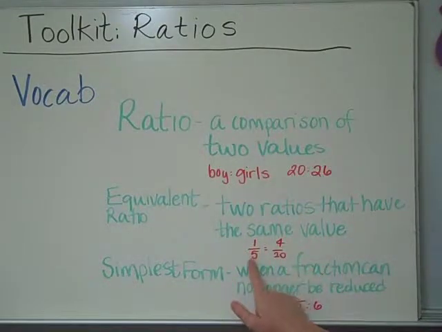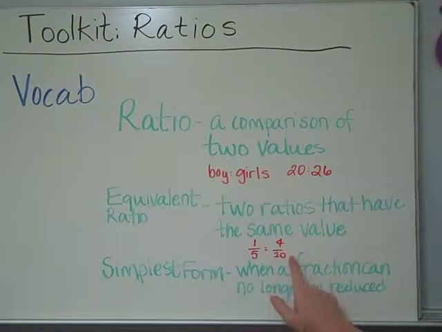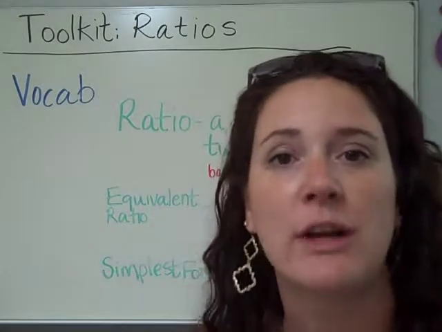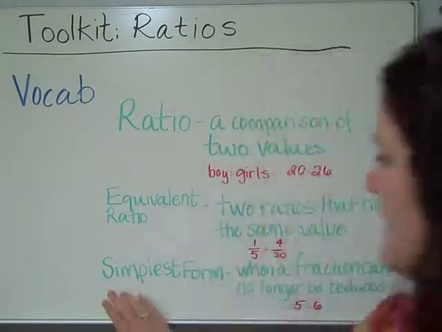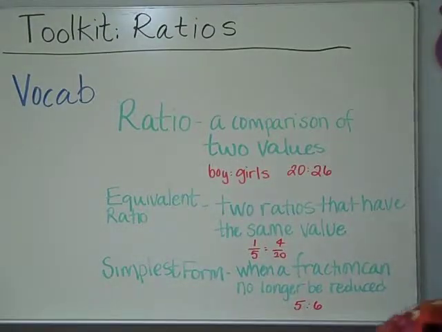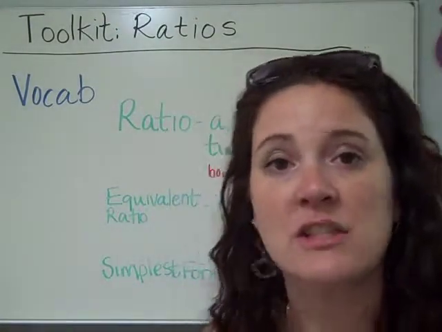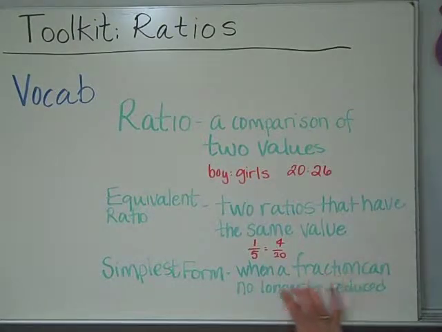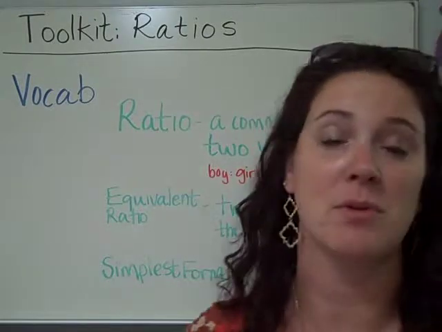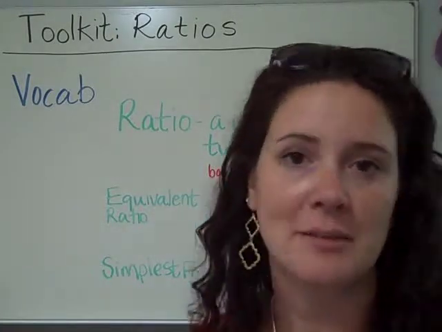And as an example, I wrote down 1/5 and 4/20. These two are equal to one another, so they're equivalent ratios. The last one is simplest form. And this is, again, something that we used in fractions, and this is when a fraction can no longer be reduced. So both 5 and 6 are prime, and so they can't be reduced any further, and so that's the simplest form.